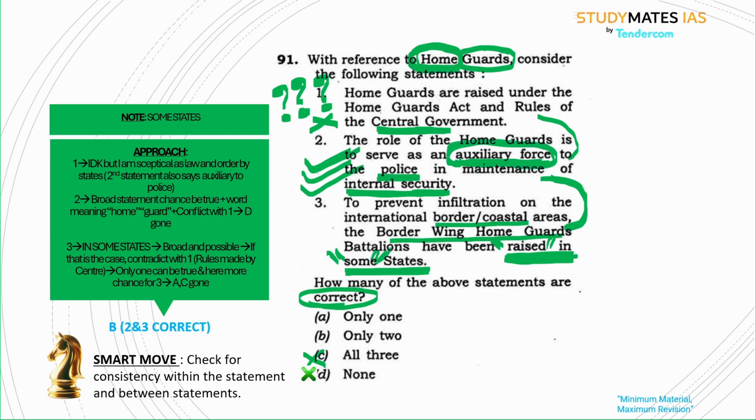Because some states, probability is there. And it is raised also in the state, not in center. So, it again solidifies that one is wrong. And this has chance to be correct. As a result, B becomes our correct answer. So, we have to check for consistency within a statement and also between statements. That will help us solve these types of questions.